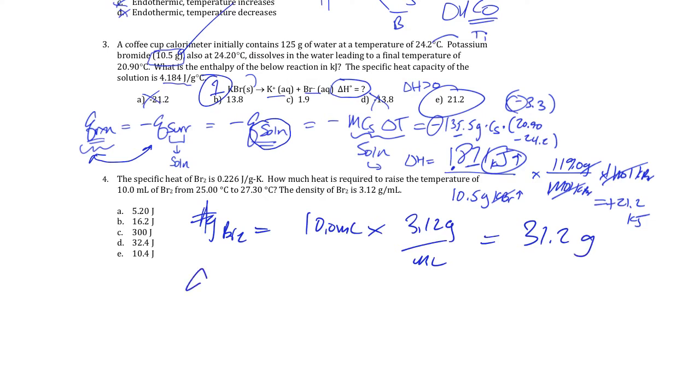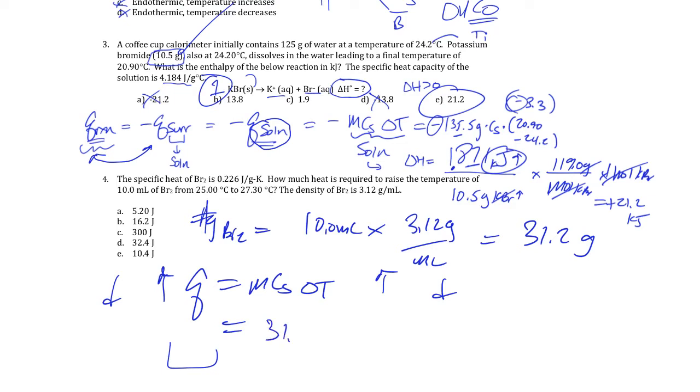And then from there, we're going to use Q is equal to m c s delta T. So to raise the temperature of a substance, we have to add heat. And if we wanted to drop the temperature, then we would have to take heat away. Okay, so we might plug in here. We want to know the heat required, so we're solving for Q. So we're just plugging in the mass, 31.2 grams. The specific heat is 0.226 joules per gram Kelvin. And then we're going to multiply by the temperature difference of 2.3 Kelvin.